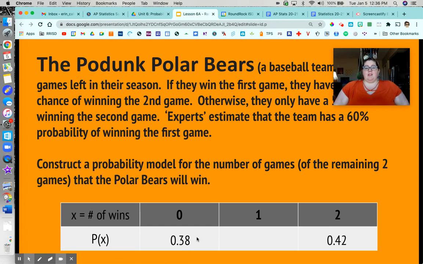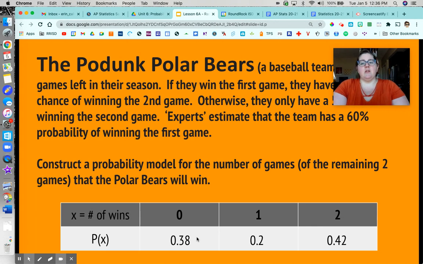0.42 was the probability that they win both games. So that means they win 2 games. And then the other 2, the 0.18 plus the 0.02, will give me the probability that they win 1 game. Because again, there were 2 different ways of that happening. They either win the first and lose the second, or they lose the first and win the second. So we had to add those 2 together.